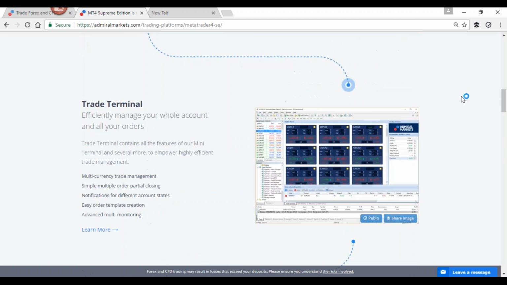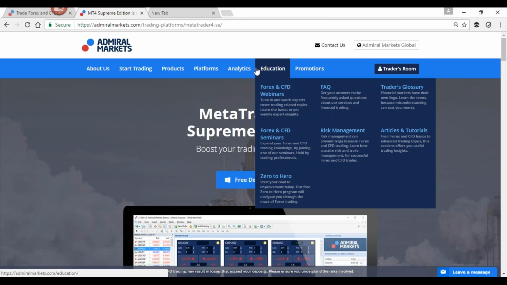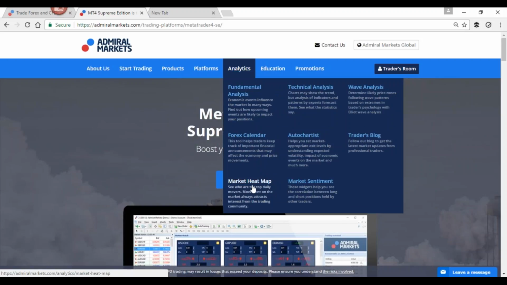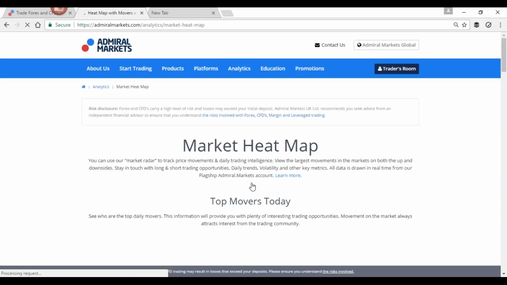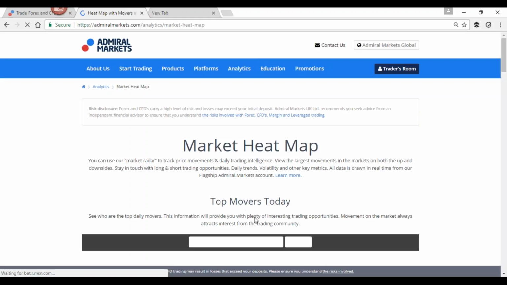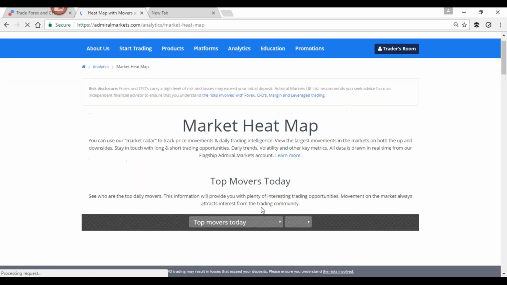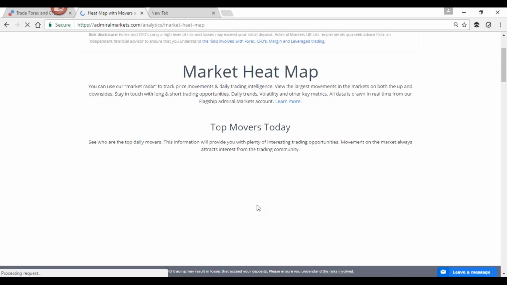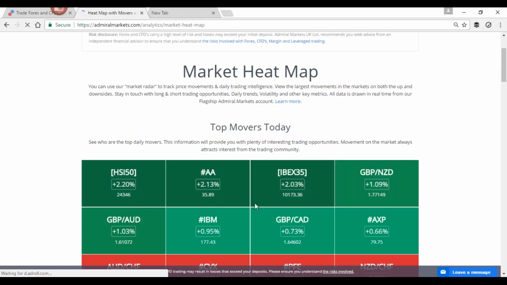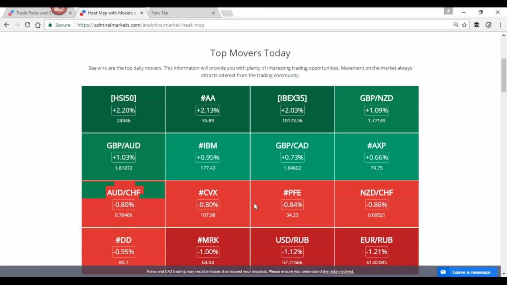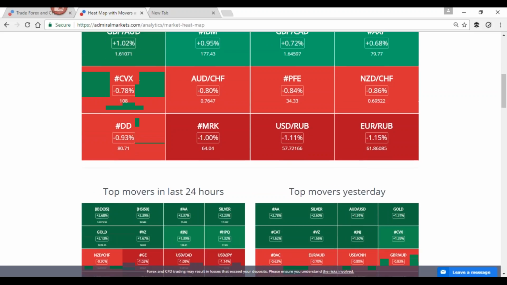Let's go there right now. You can see what kind of movers are doing well, what kind of currency pairs are doing well. Right here, market heat map. So first you got the top movers of the day. It shows not only currency pairs, the pound odd and pound New Zealand, but also indices and stocks.